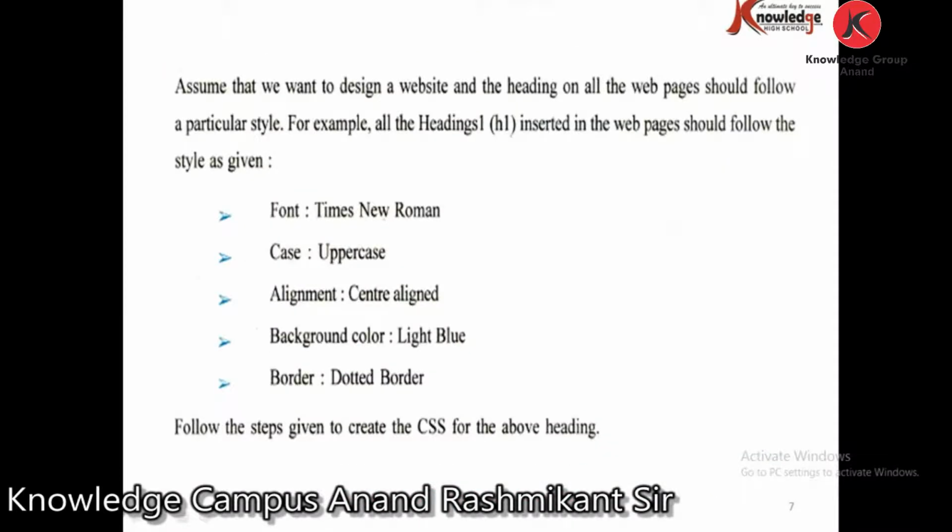Let's define a CSS in Composer and see how to apply it. Assume that we want to design a website and the heading on all the web pages should follow a particular style. For example, all the heading 1, meaning H1, inserted in the web pages should follow the style as given. See, font Times New Roman, case uppercase, alignment center, background color light blue, and border dotted.